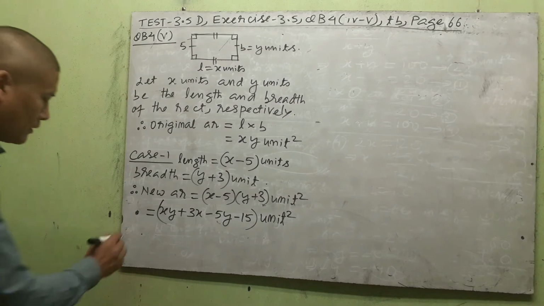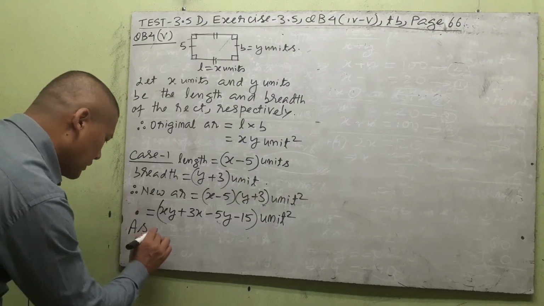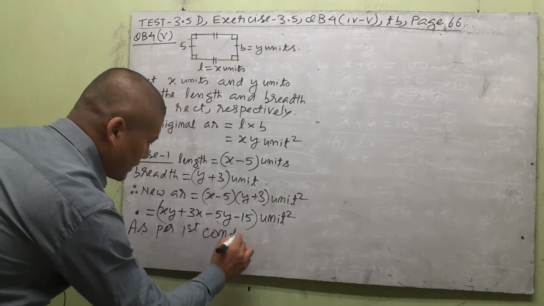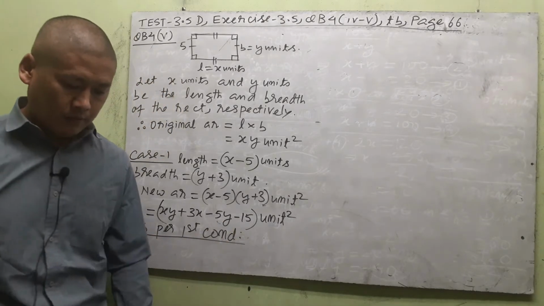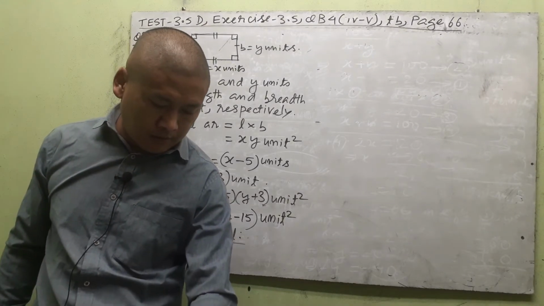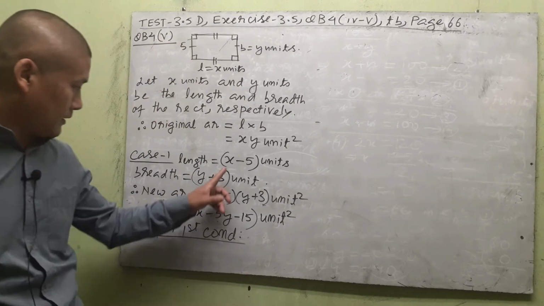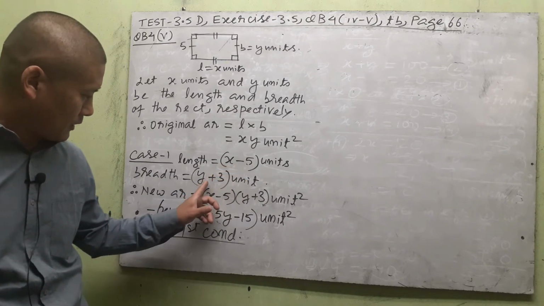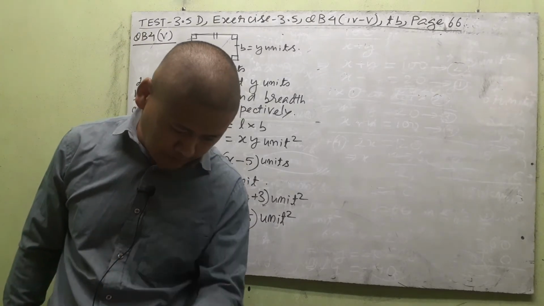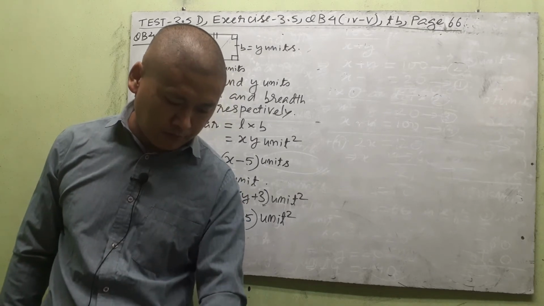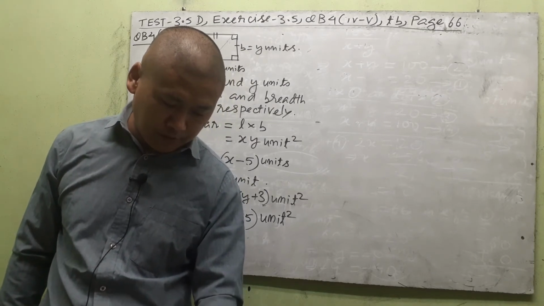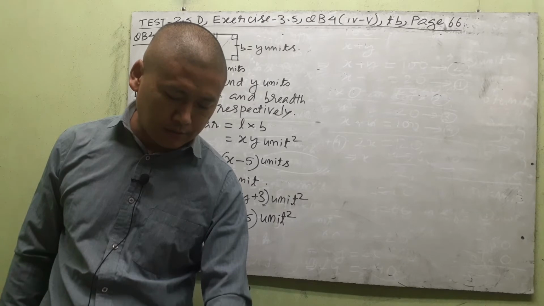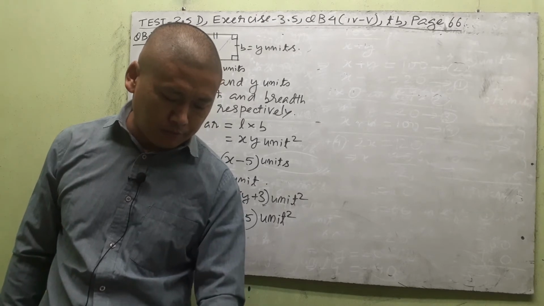New area, as per this condition under case 1, which we're going to call the first condition. Please listen to this carefully. It's not as hard as we think. If its length is reduced by 5 units and breadth increased by 3 units, let's start from the beginning. The area of a rectangle gets reduced by 9 square units if its length is reduced by 5 units and breadth increased by 3 units.